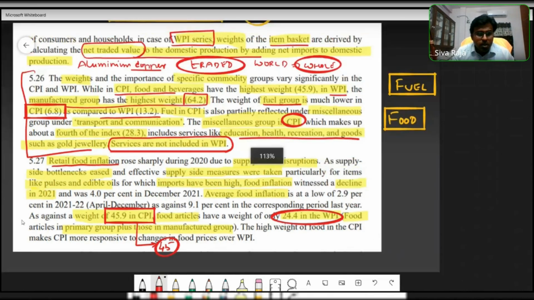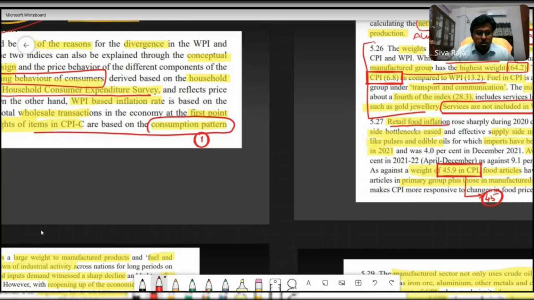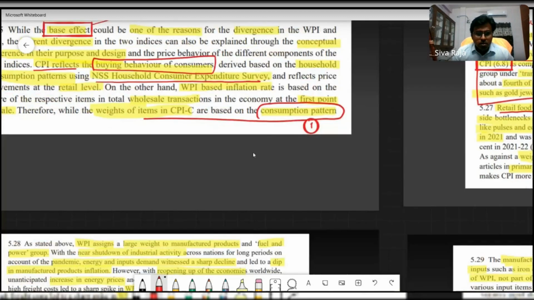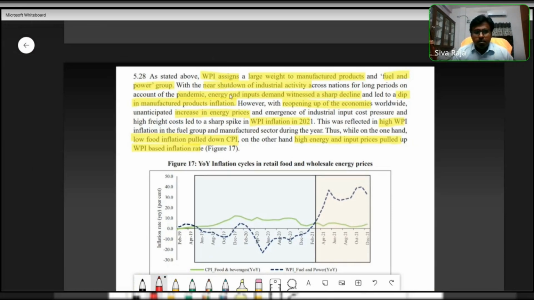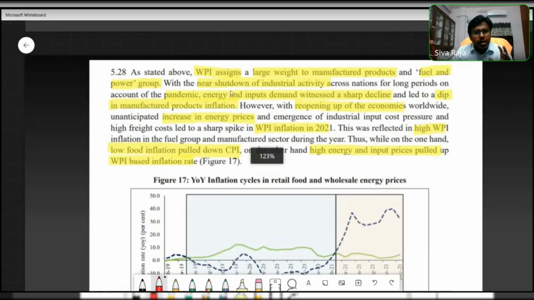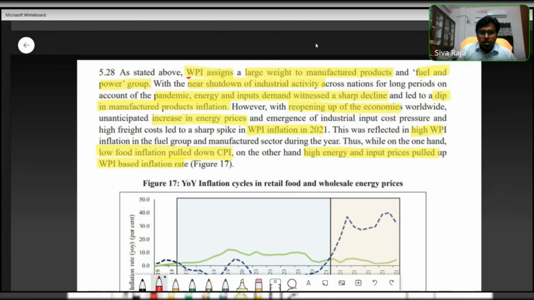Now look at this question. Same thing. The point is that WPI assigns a heavier weight to manufactured products. See here, it gives higher weightage to manufactured products and the fuel group, but CPI gives higher weight to food. Okay. Now look at this point.